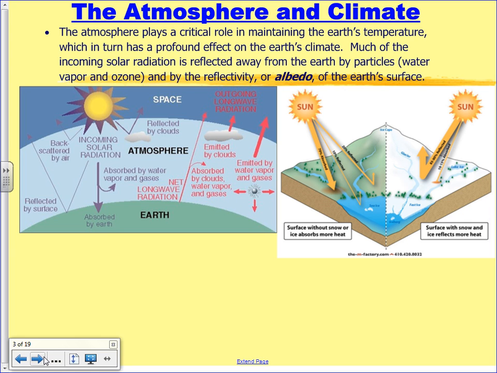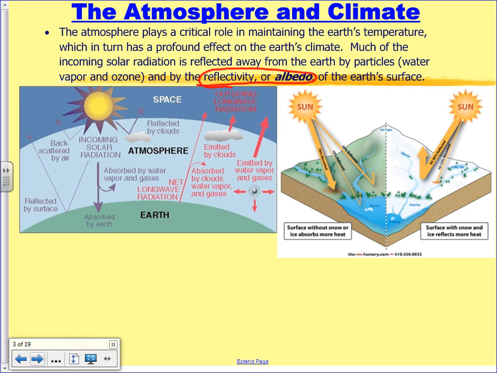We have incoming solar radiation reflected away from the Earth by those particles. Water vapor and ozone are especially important. On the Earth's surface, we're looking at something called albedo. Albedo is the reflectivity of the Earth's surface. We already said the most reflective thing on the Earth's surface is snow. Snow has a very high albedo. The higher the albedo, the more reflective the surface is. The lower the albedo, the more absorptive the surface is.